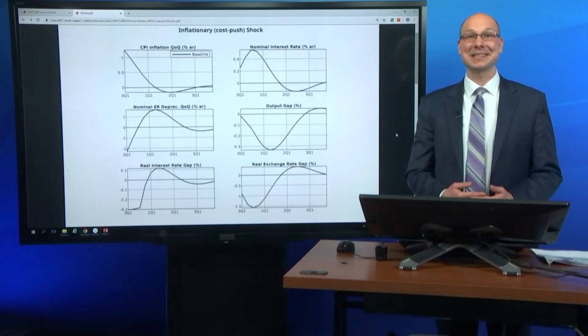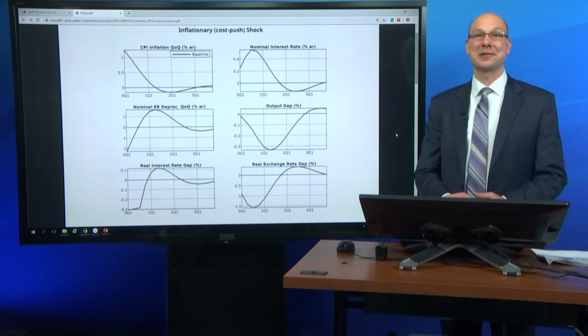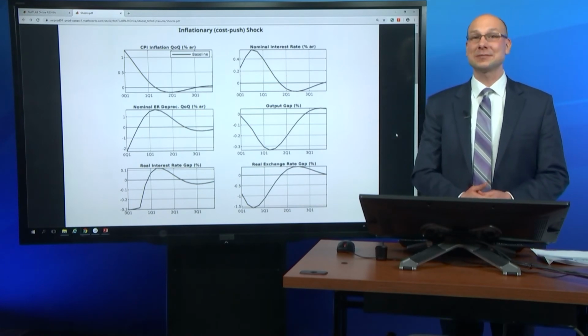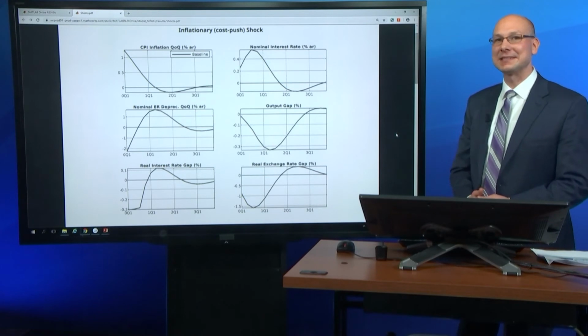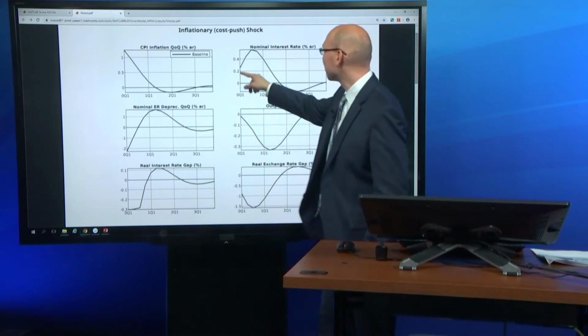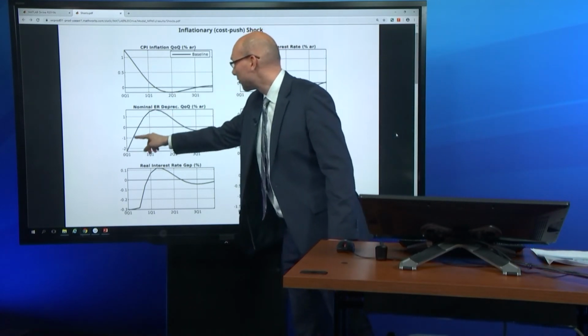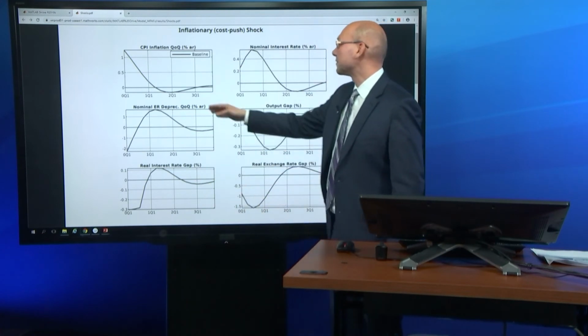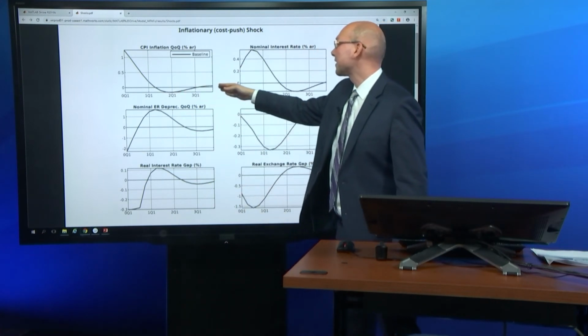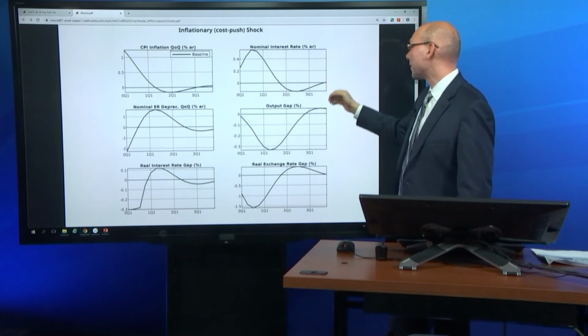The IRFs in the PDF report confirm that although the cost push shock triggers a lot of movements in the short and medium term, in the long run, all real variables return to their exogenous trend values represented by the zero line.